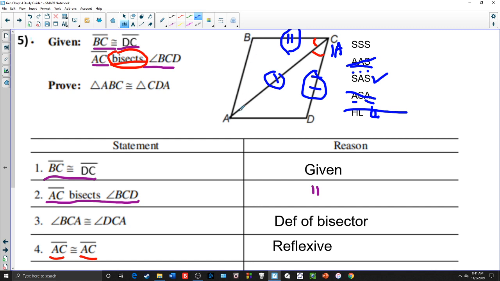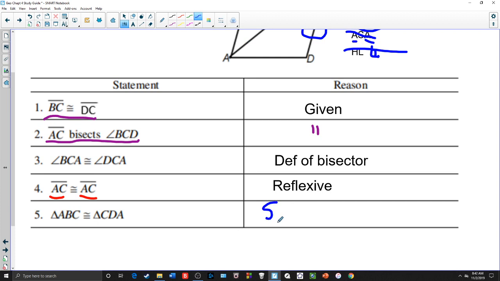I would need AB congruent to AD. I would need this side pair to be matching, which I don't. So it can't be side, side, side. So the only one left then is side, angle, side, and that's what I'm going to write down. Side, angle, side.